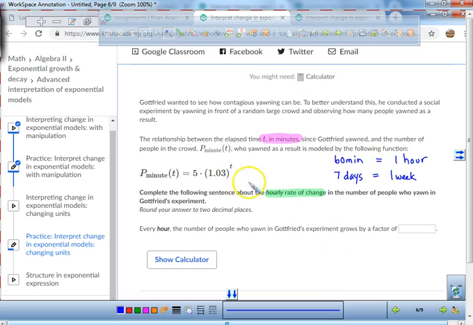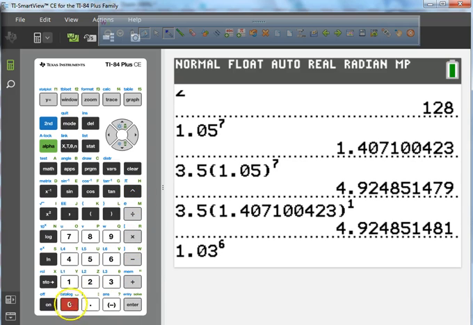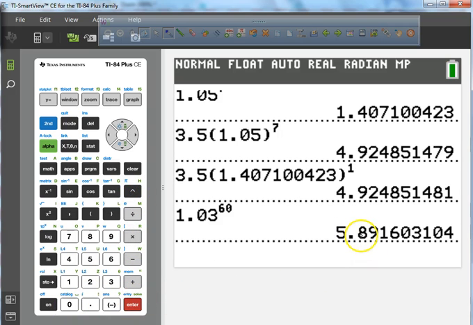So what do we think we're going to put in front of the t value right there? Put a 60, right? So we're going to do 1.03 to the power of 60. And that should help us know how many people yawned every single hour. So here we go. 1.03 to the power of 60 gets us, look at that factor, 5.89.